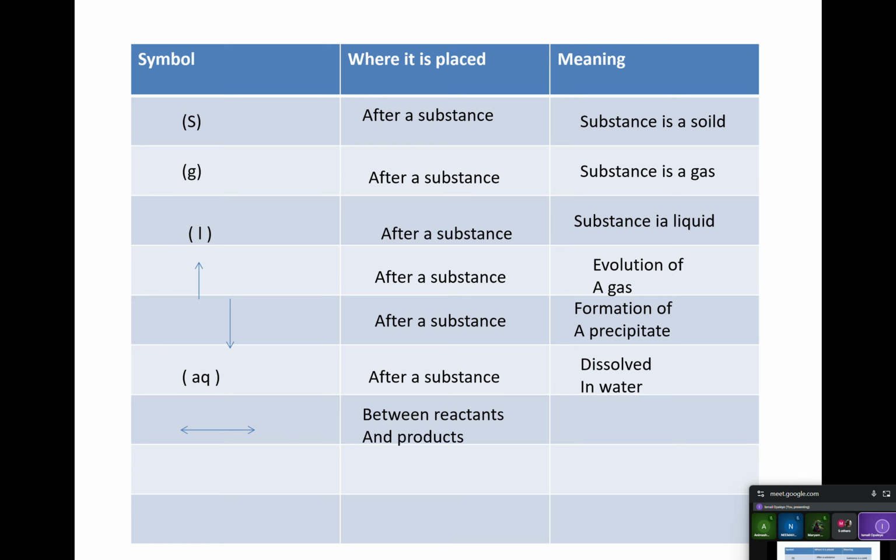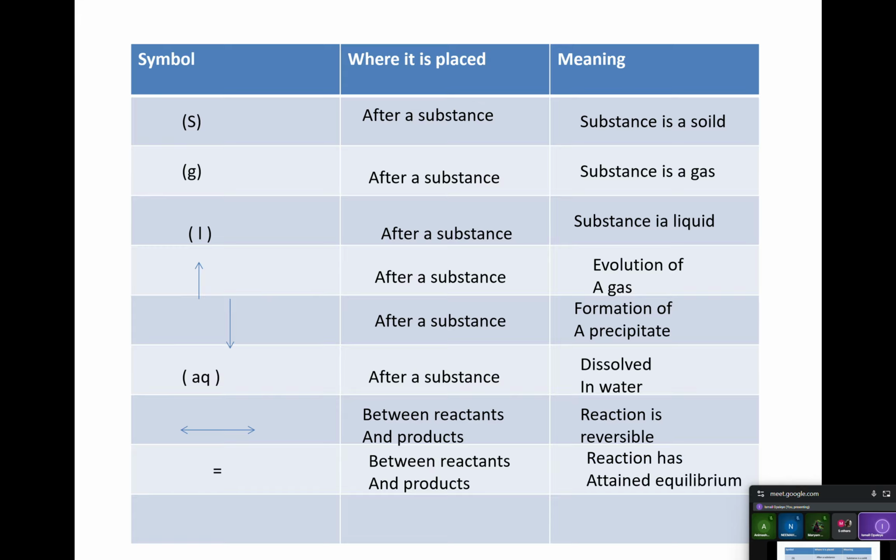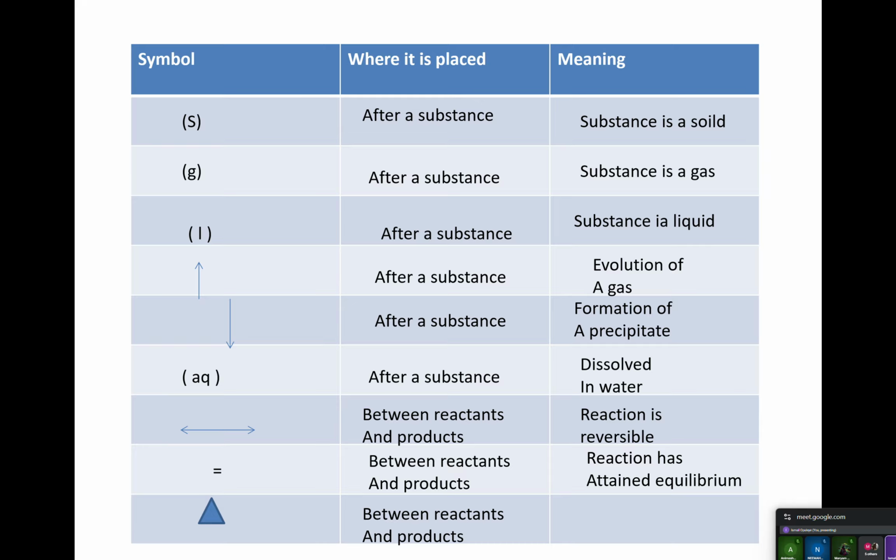When you see this one, usually placed between the reactants and the products, it indicates that the reaction is a reversible reaction. It is reversible. Where you see the equals sign, usually placed between reactants and products, it indicates that the reaction has attained equilibrium. Okay, equilibrium. And when you see something like this, also placed between reactants and products, usually on the single arrow, it indicates that it is needed for the reaction to go to completion. Does that make sense?